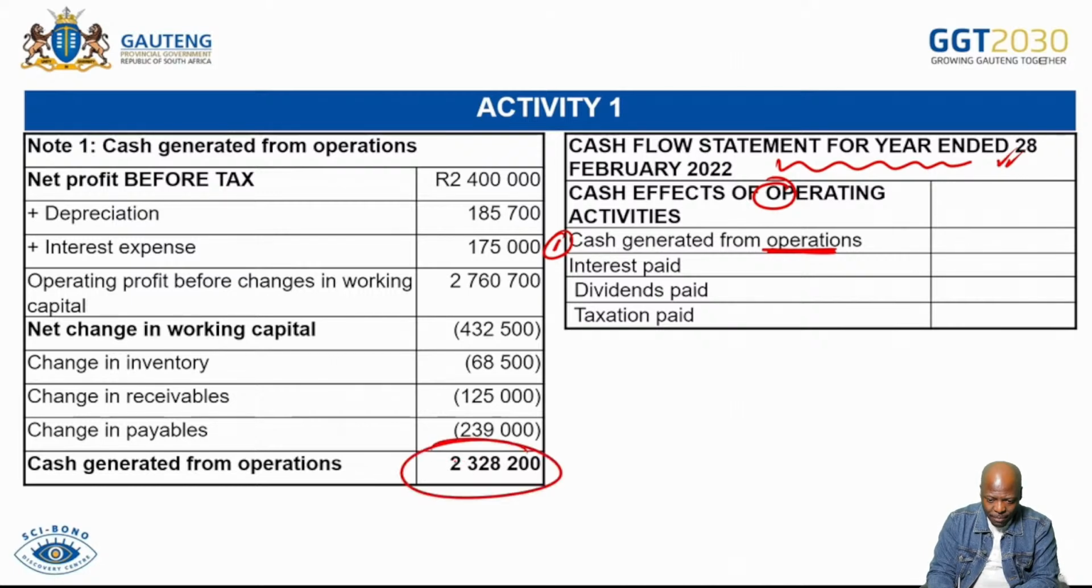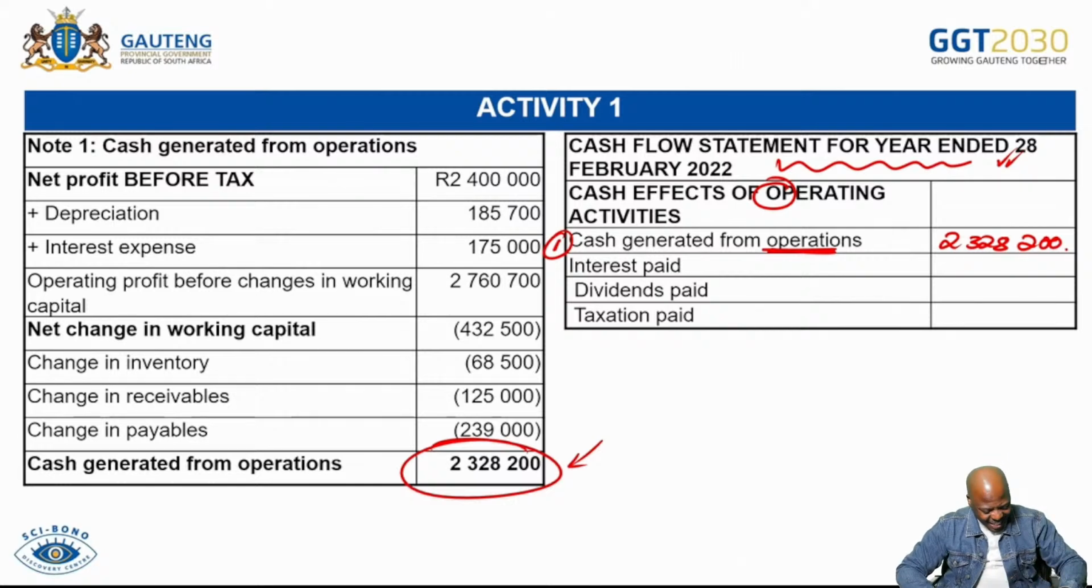And the amount is 2,328,200. So I'm coming here. That's my 2,328,200. And that is a cash inflow. You can see it's a positive amount here. That's cash inflow. Are we good?